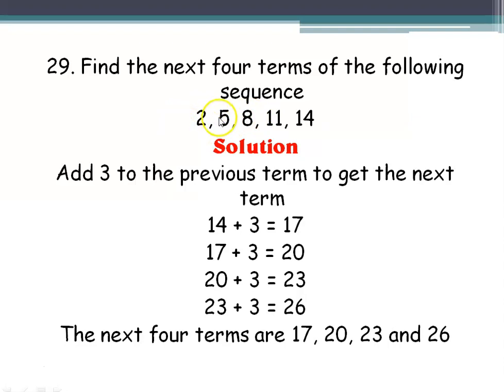If I say 2 plus 3, that will give me 5. 5 plus 3 will give me 8. 8 plus 3 will give me 11. 11 plus 3 will give me 14. So that's the same thing I will do. Add 3 to each number to get the next number.